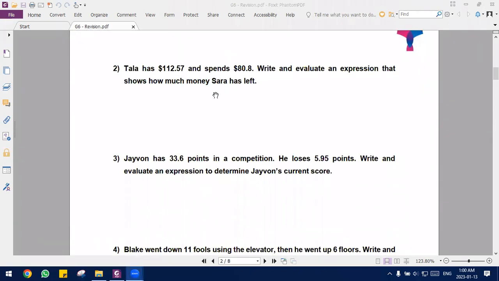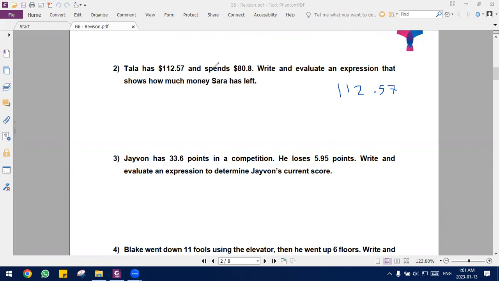Okay. So here, Tala has $112.57 and then she spends $80.8. Write and evaluate an expression to find how much she has left. Now, it's better here if you write it as columns and please put them in order like this. 112.57. So she has that amount and then she spends, okay?